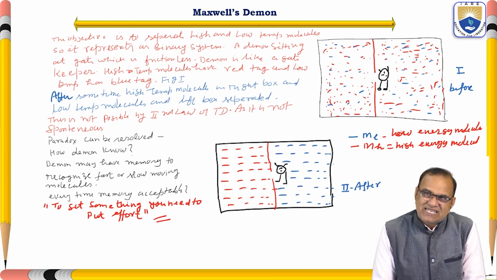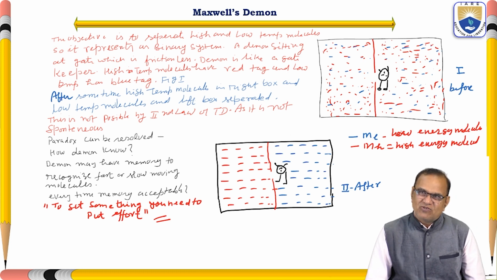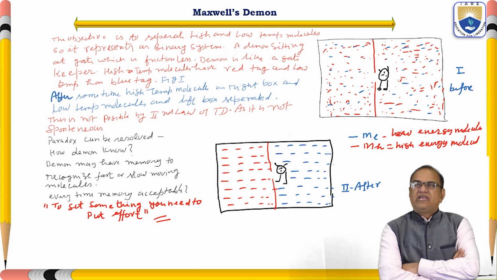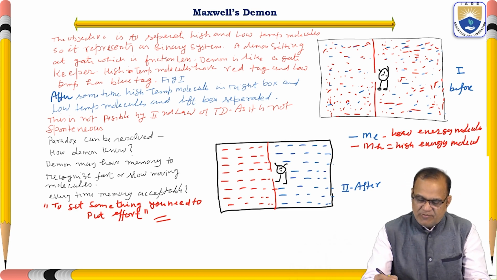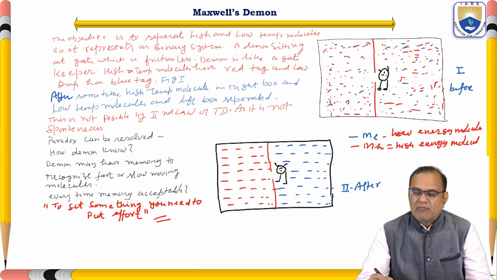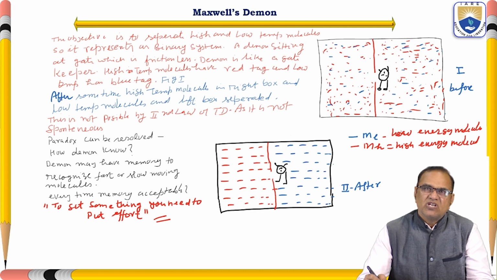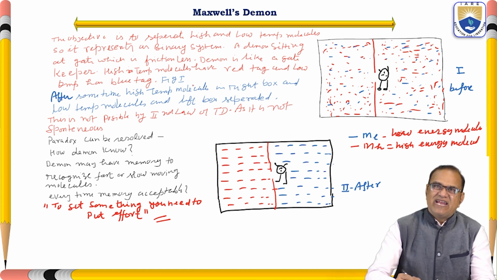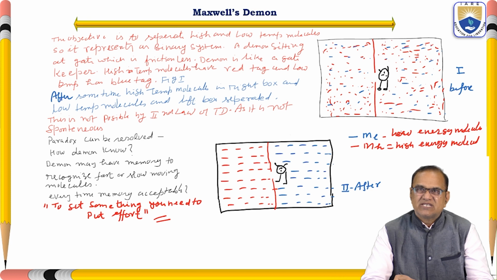Now we will discuss again in the same way something perpetual, and this is the Maxwell Demon and how these things are happening. Here we can see that there is a box. The objective is to separate high and low temperature molecules in this box. So it represents a binary system, a demon sitting at the gate, which is frictionless. Demon is like a gatekeeper.